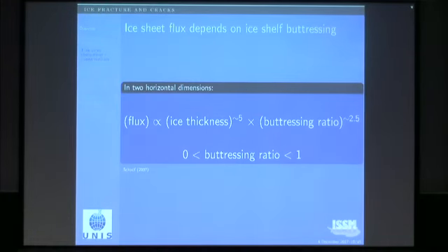And we could actually characterize in 2 dimensions the flux at the grounding line and add in a sort of buttressing ratio that accounts for this measure of ice shelf buttressing. And we see that the flux is not as sensitive to the ice thickness at the grounding line as it is to buttressing, but there is a dependence there. And you could see that even in the absence of a thickness change, you could change ice shelf buttressing through something like fracturing and get a change in flux at your grounding line.